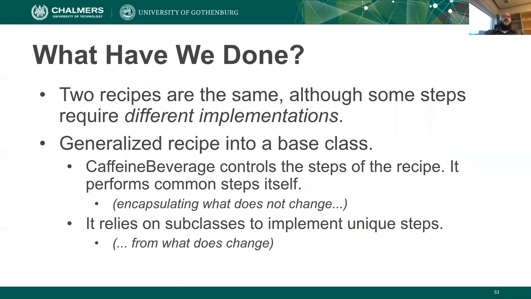So what have we done here? Well, we recognize the two recipes are essentially the same, although some of the steps require different implementations. So we generalized the recipe as an algorithm and placed it in the base class. Caffeine beverage knows and controls the steps of the recipe. It performs common steps itself, encapsulating what doesn't change. It separates it then from what does change, which is embodied in the subclasses, which implement the unique steps.